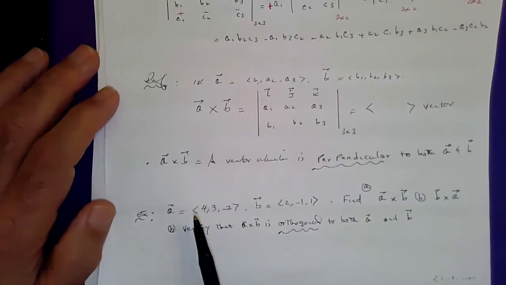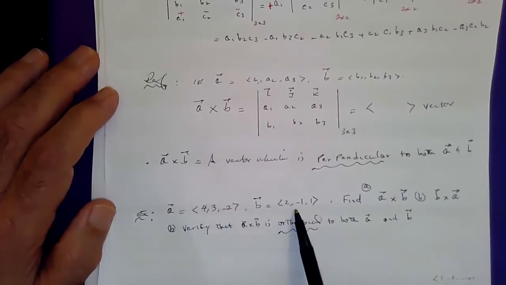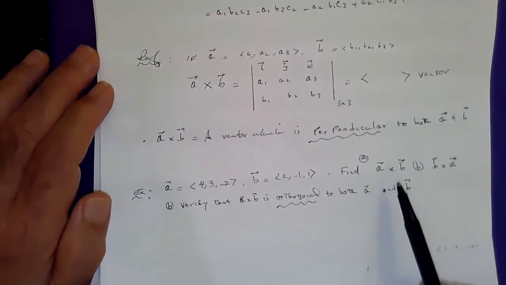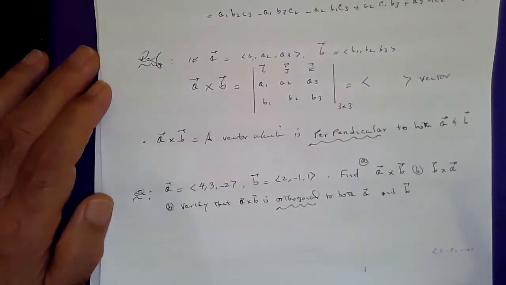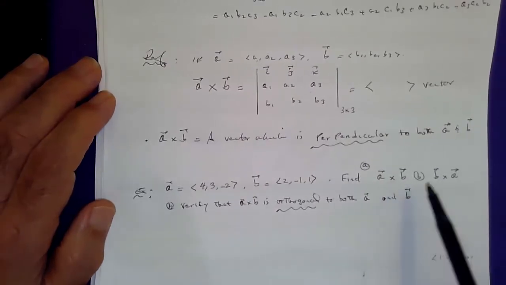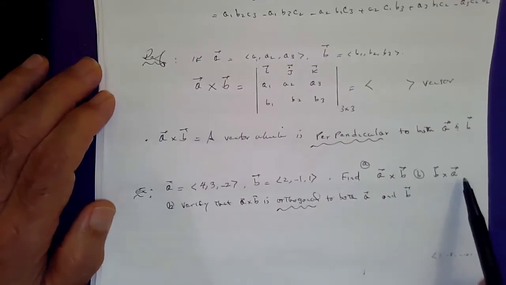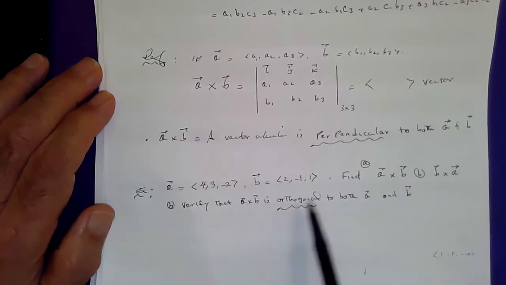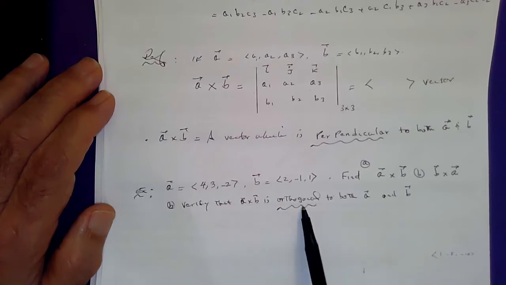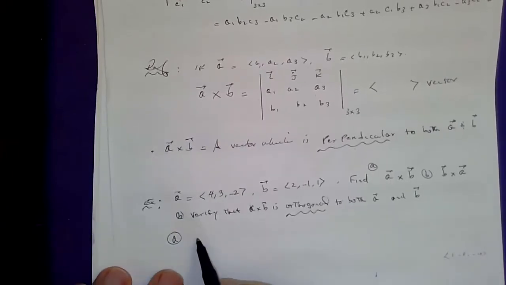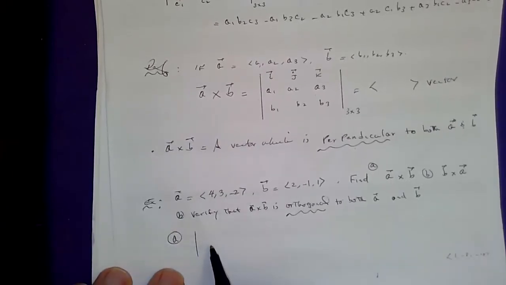For instance, if vector A is 4, 3, -2, and B is 2, -1, 1, there are two parts to this problem. One part is, can you find A cross B? Remember, that's just a different way of multiplying vectors. And then find B cross A, to see what happens if the order changes, and verify that A cross B is orthogonal to both A and B. Orthogonal means perpendicular.